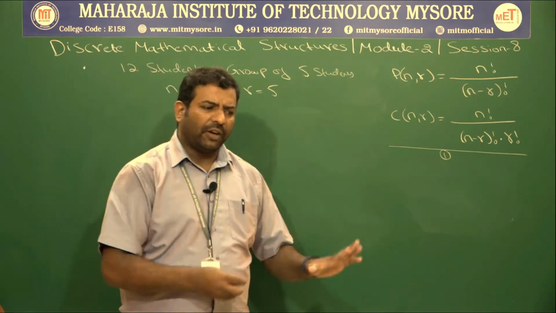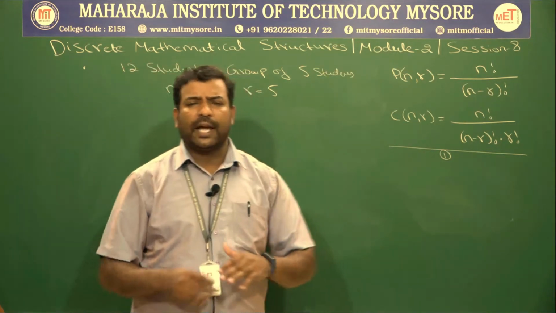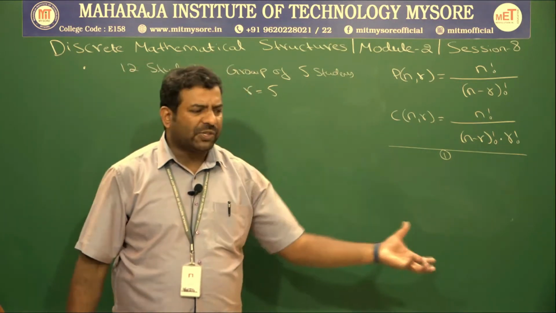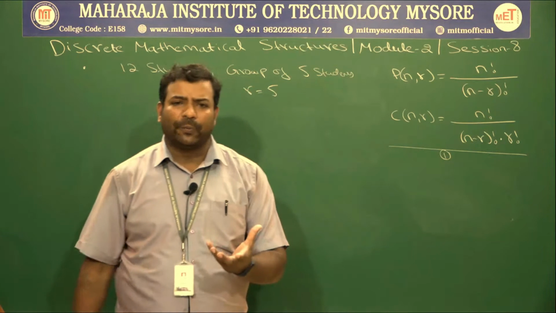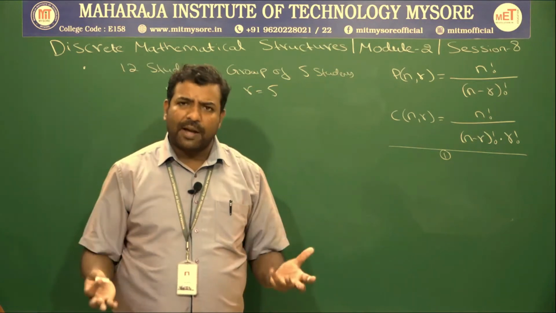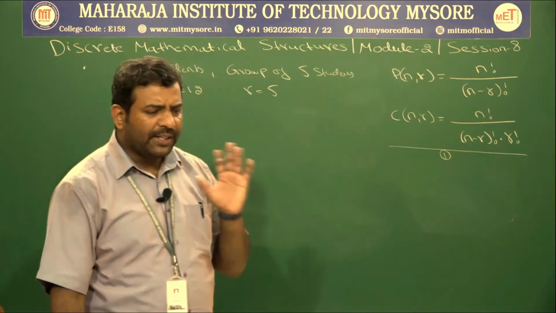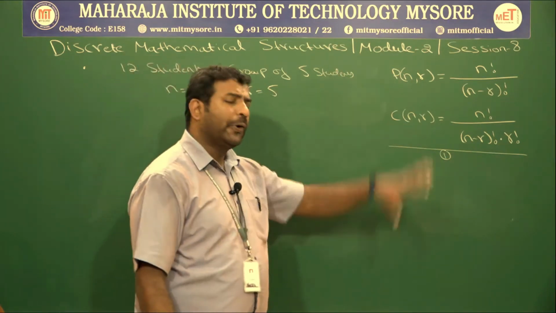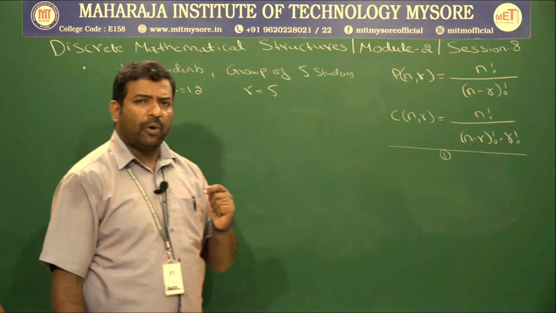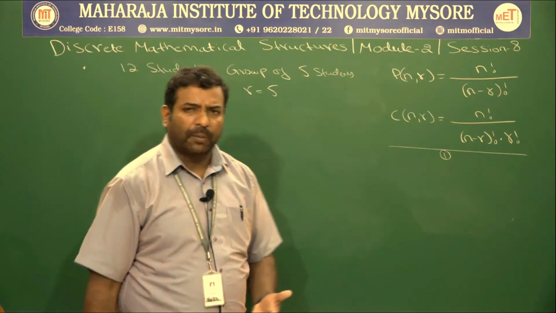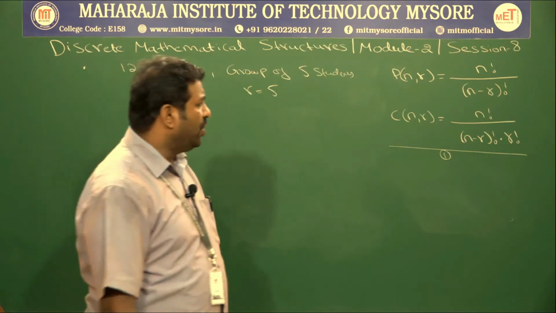Now in the given scenario, I don't have any such positions. Randomly, any 5 students I am going to pick as a group. And the order doesn't matter for me because I have not given any positions. Hence in this case, I think about combination. So this is how I am going to use the trick to decide whether to use a permutation or a combination.